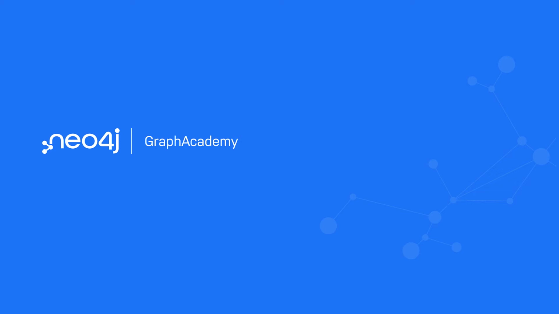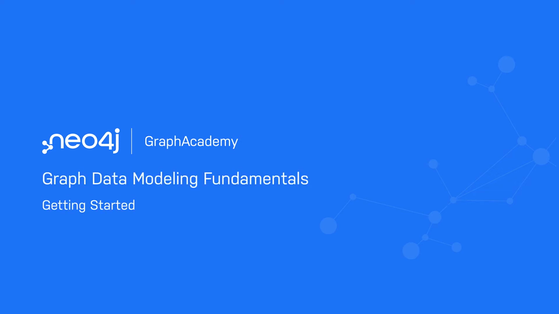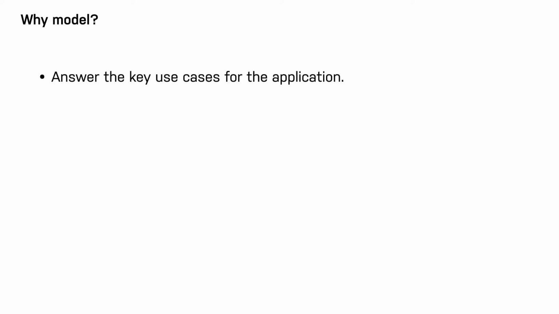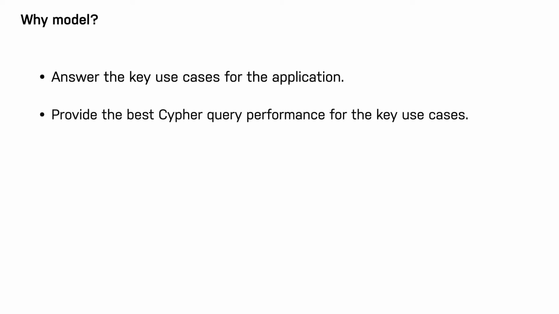In this lesson, you will learn what graph data modeling is and the process that you follow for modeling your application. So the first question is, why do we model? If you will use a Neo4j graph to support part or all of your application, you must collaboratively work with your stakeholders to design a graph that will answer the key use cases of the application and provide the best Cypher query performance for the key use cases of the application.